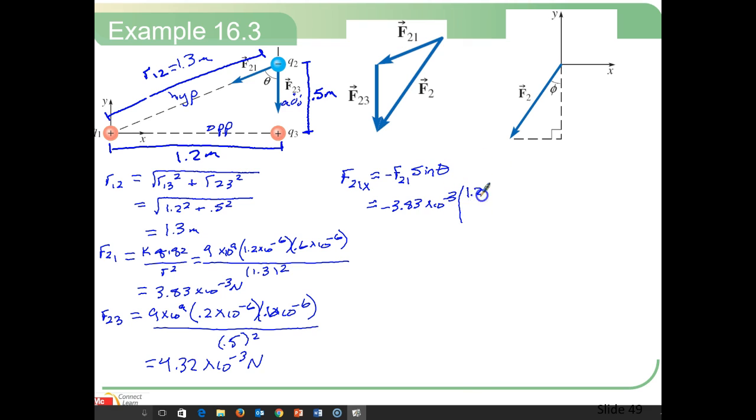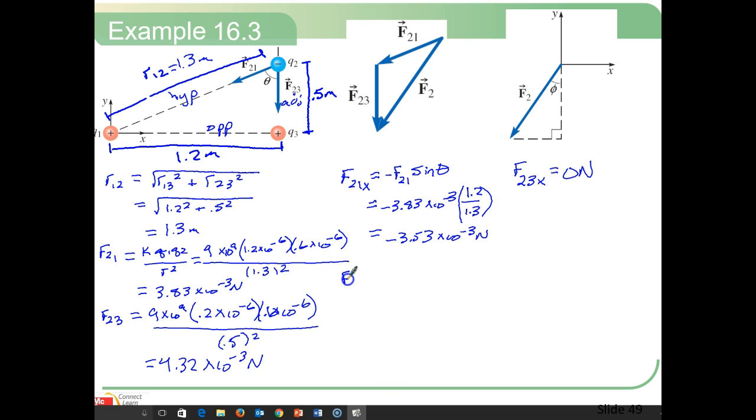So we're just going to take 1.2 and divide that by 1.3. And so your answer here is negative 3.53 times 10 to the negative third newtons. How about the force of 3 on 2 or 2 on 3 in the x direction? We notice that this force is only going up and down, so there is no left or right component for it, so this is just 0 newtons.